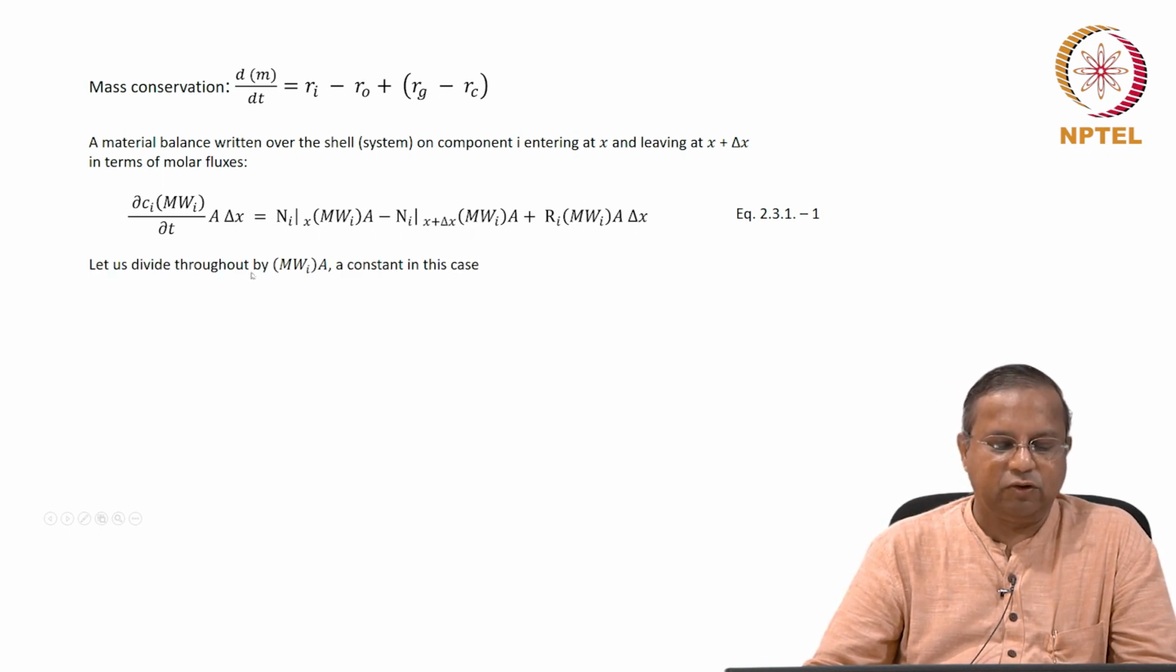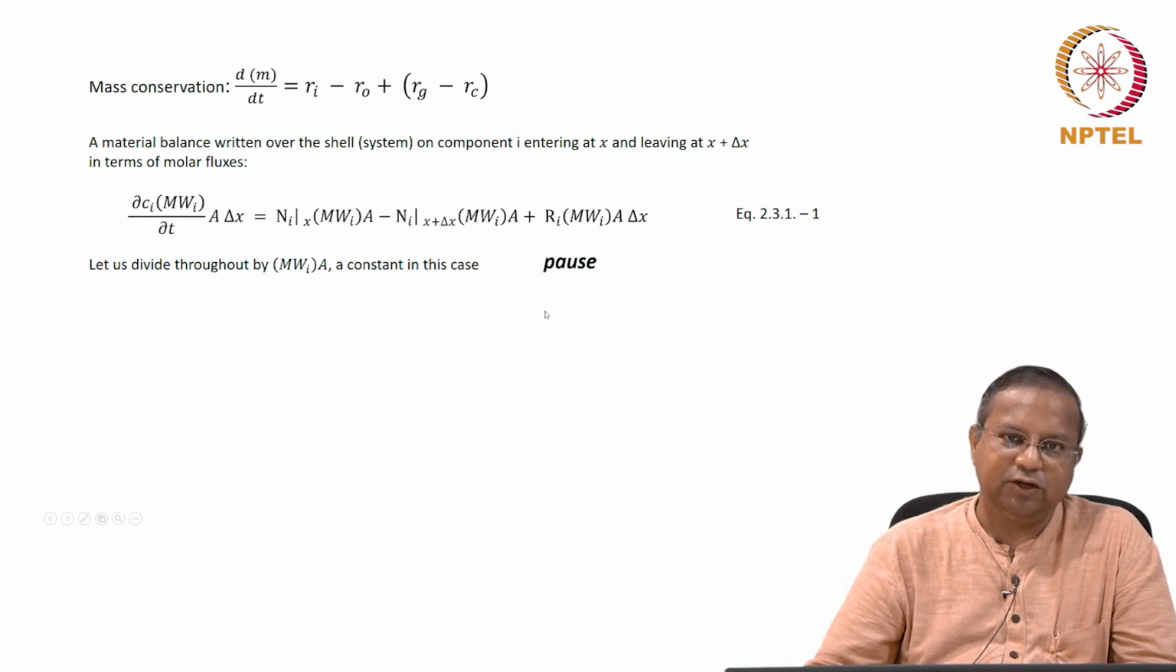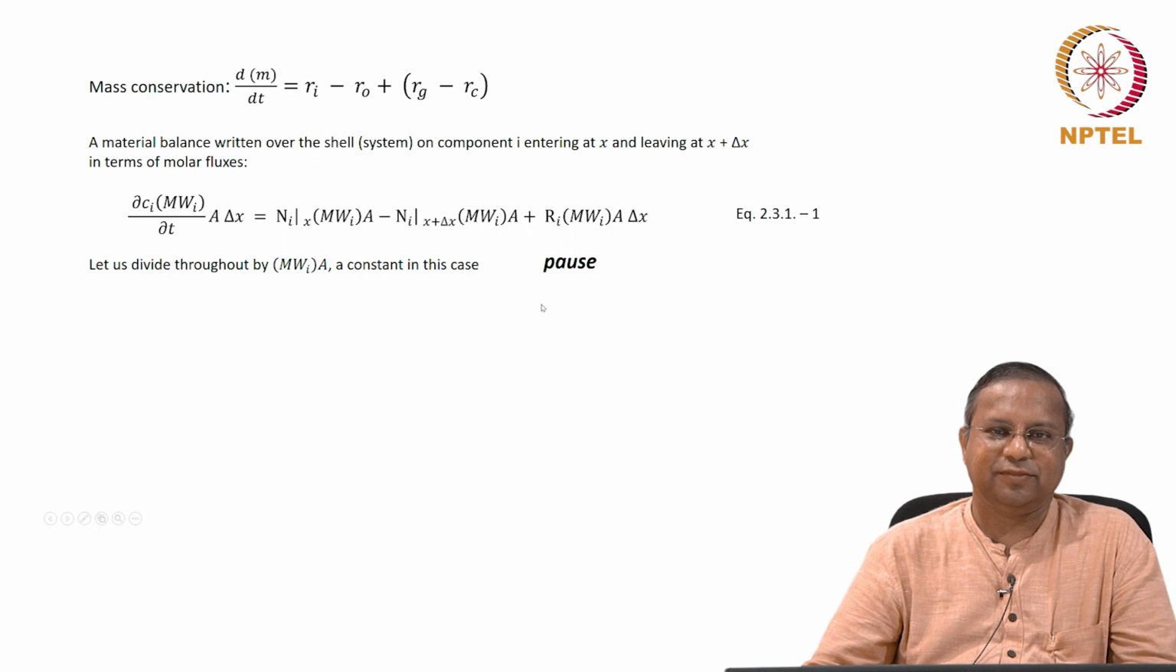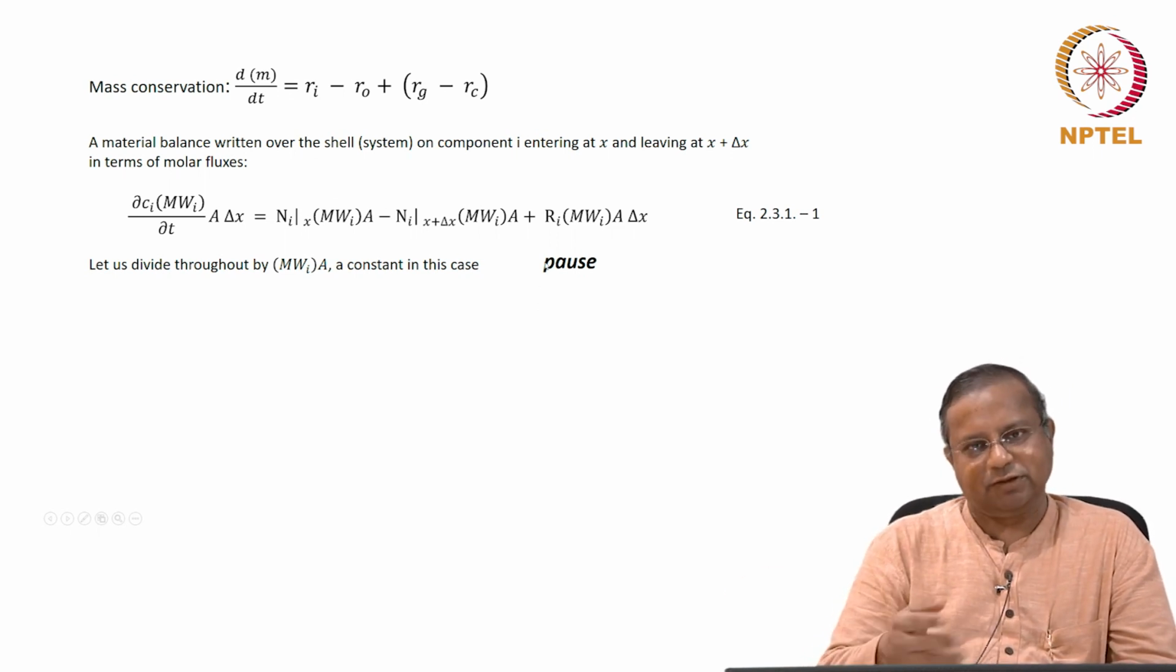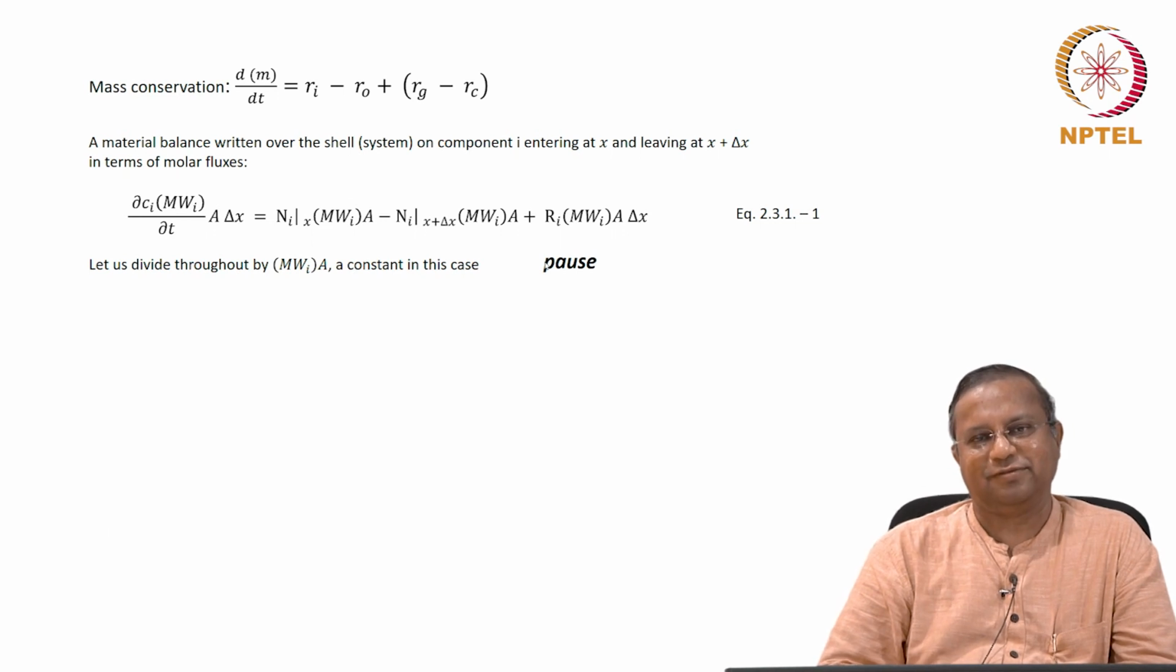Now, if we divide throughout by molecular mass times A, A is a constant, molecular mass of the species I is also a constant. So, you can divide throughout. Can you divide throughout and tell me what you get? Pause the video here, come back after you get the expression, then we will continue. Go ahead, please.